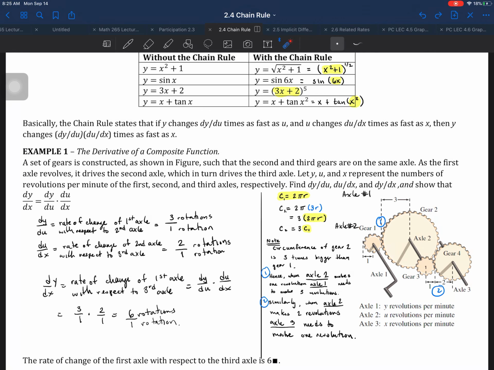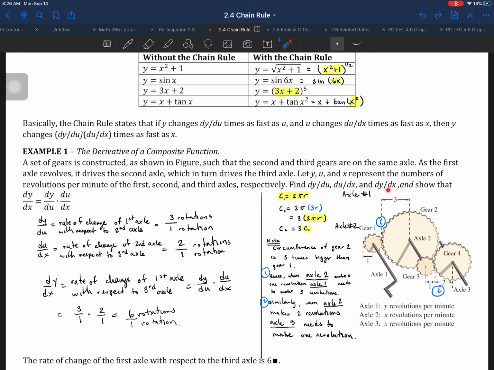The same thing with this one. It requires the whole gear to move one full rotation to be able to move this axle. So y represents the number of revolutions per minute of the first axle. u represents the number of revolutions of the second axle per minute, and x represents the number of revolutions of this axle per minute. And what we're hoping to find is this: dy/du, du/dx, and dy/dx.